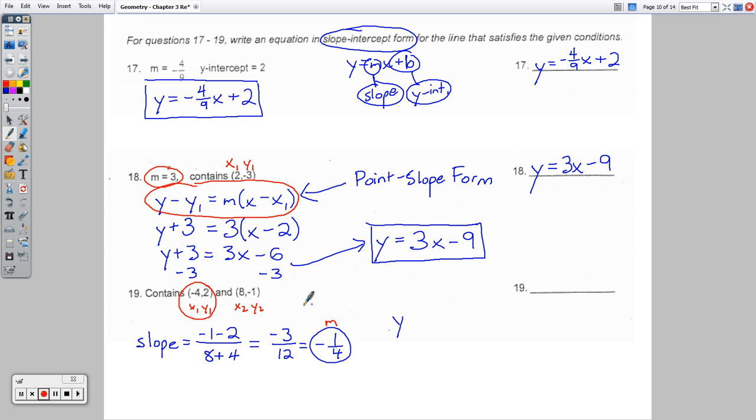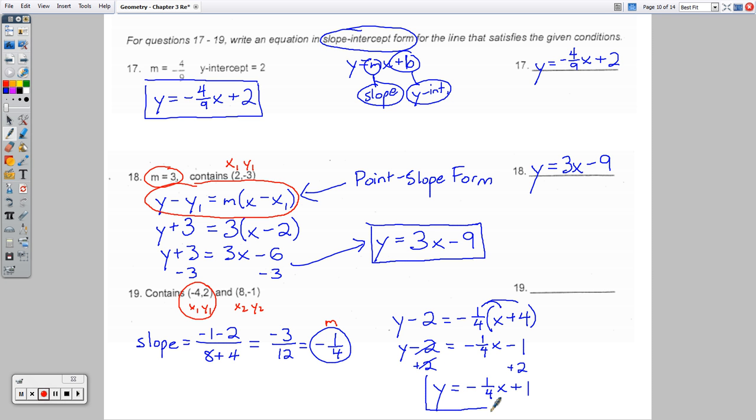So y minus y1 would be y minus 2 equals m, which is a negative 1/4 right there, times x minus x1. So x plus 4, minus a negative becomes a positive there. If I distribute that negative 1/4 through here and here, I've got negative 1/4 x, and then this would be minus 1, and then I add 2 to both sides, and I'm all done. This would be negative 1/4 x, and that would become plus 1. That is in slope-intercept form. That is my final answer. So y equals negative 1/4 x plus 1.